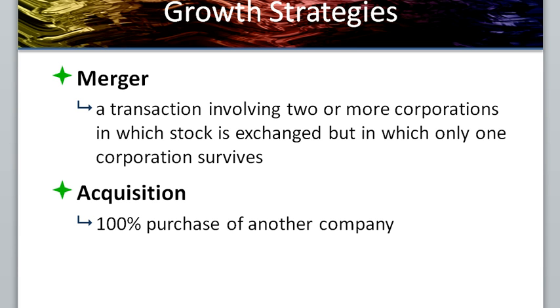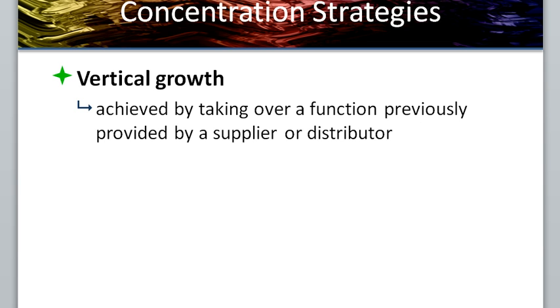Now, an acquisition is different than a merger. Here, you're actually purchasing another company. You're just going and buying another company outright and becoming a full owner of that company. A merger is sort of like a marriage where two people are coming together and everything's going to be jointly shared and decided upon. But an acquisition is a straight out purchase, like when you buy a car. Okay, so vertical growth, I had mentioned before.